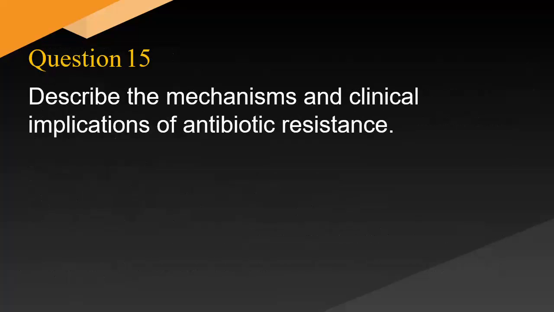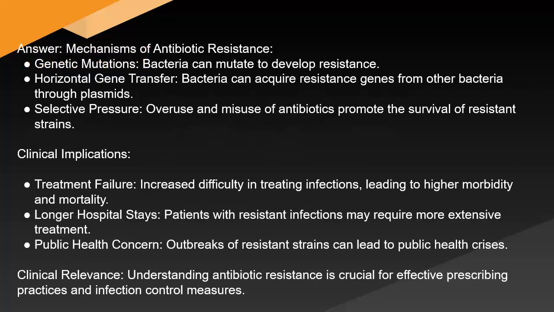Describe the mechanisms and clinical implications of antibiotic resistance. Answer: Mechanisms of antibiotic resistance. Genetic mutations. Bacteria can mutate to develop resistance. Horizontal gene transfer. Bacteria can acquire resistance genes from other bacteria through plasmids. Selective pressure. Overuse and misuse of antibiotics promote the survival of resistant strains.